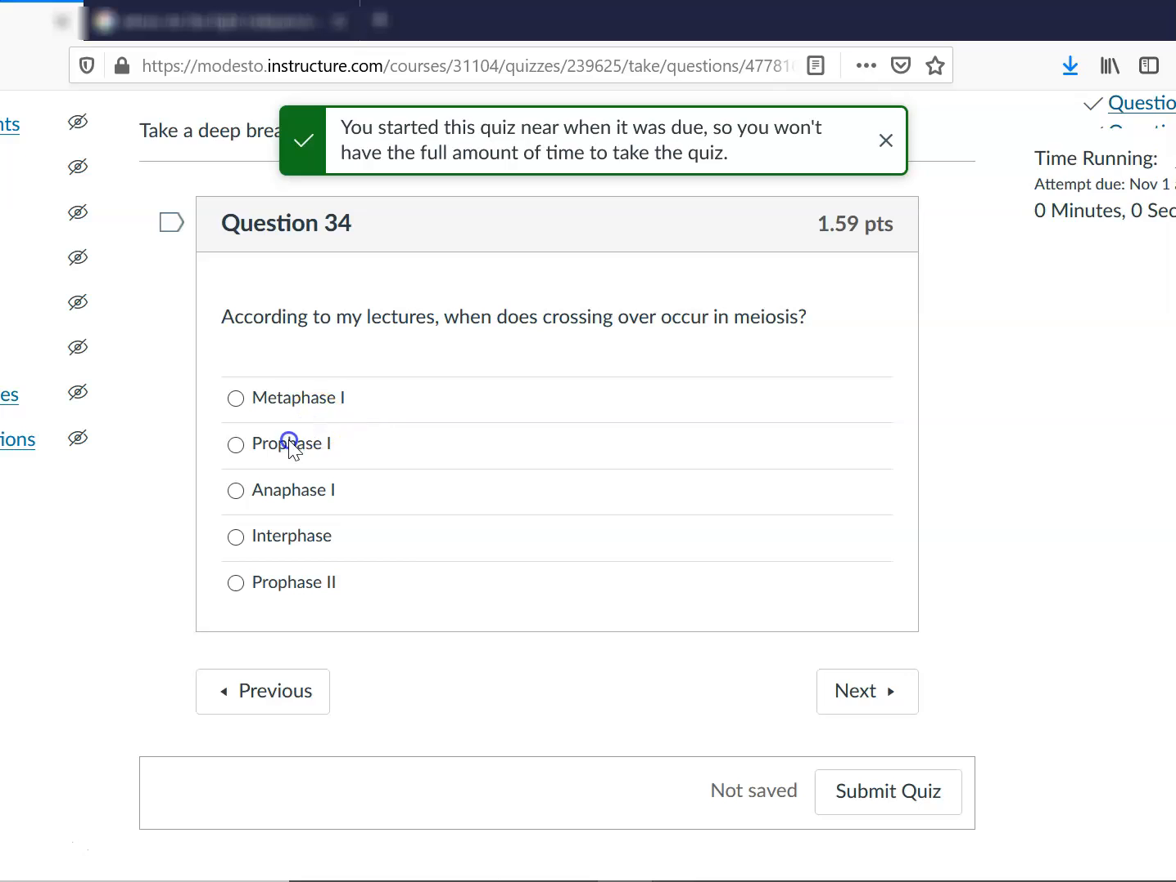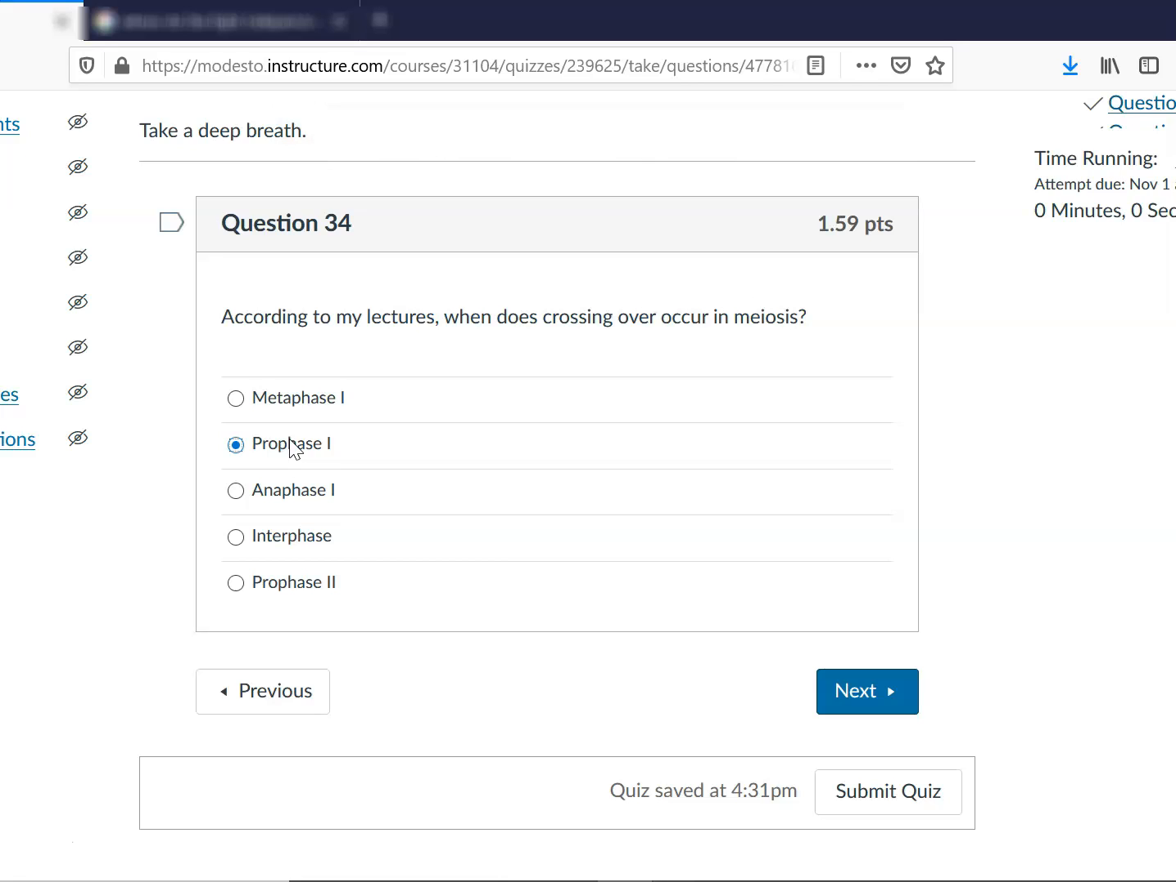According to my lecture, when does crossing over happen? I said it was prophase 1. Technically, it's pro-metaphase 1, or between prophase 1 and metaphase 1, but I said it was prophase 1, so prophase 1 is the correct answer. That's all right.